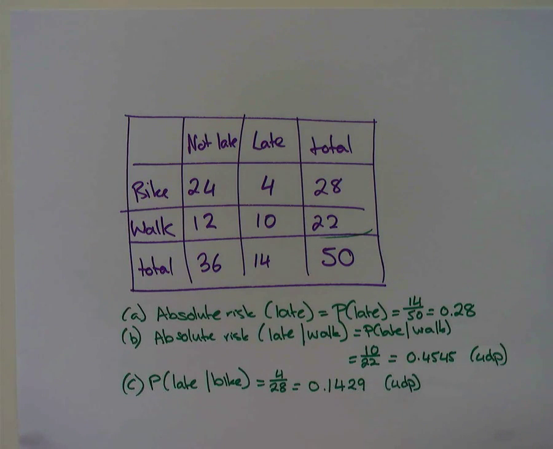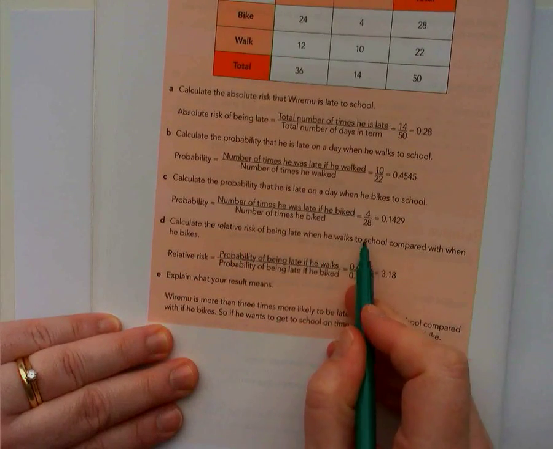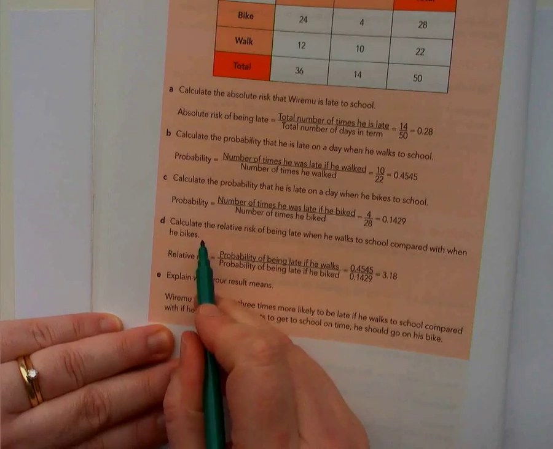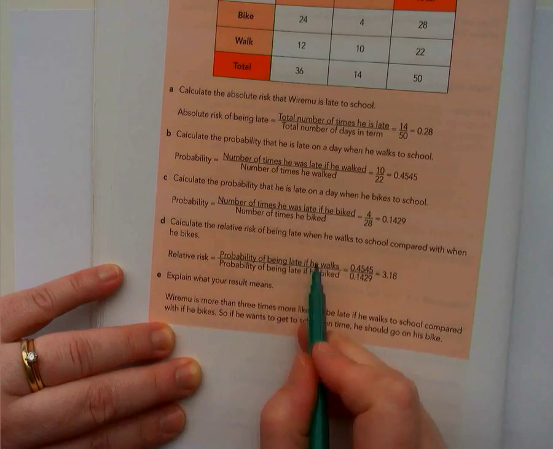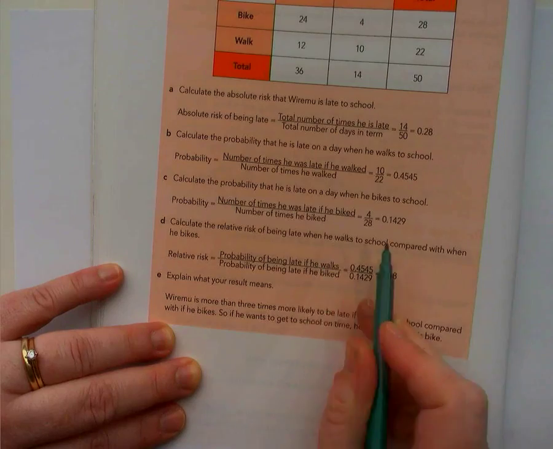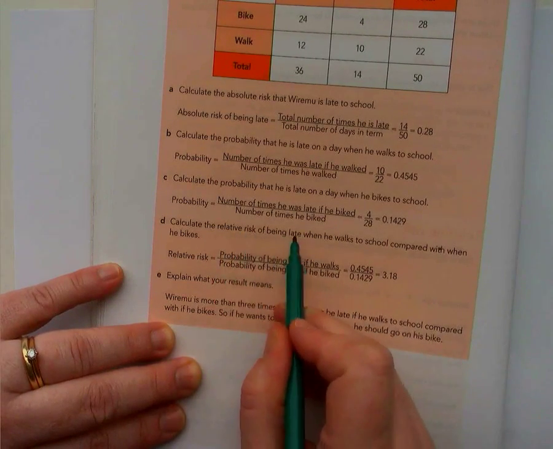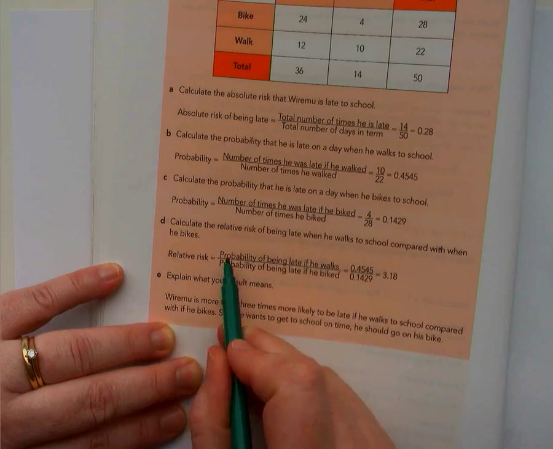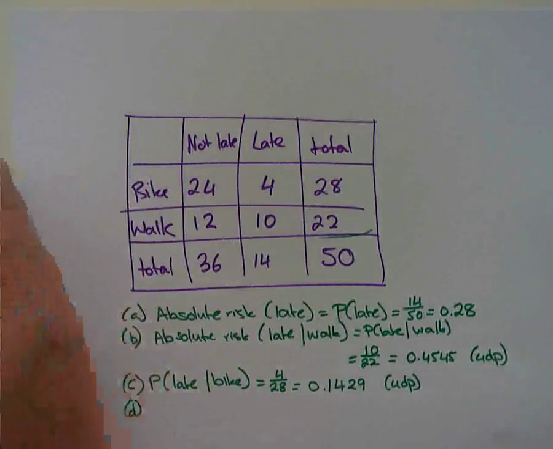Okay, now part D asks us to calculate the relative risk of being late when he walks to school compared with when he bikes. So it says compare walking with biking. So I want to put the probability of walking on the top and biking on the bottom. So that's a good hint to know the order that they've given it to us. So the relative risk of being late when he walks: the probability of being late given that he walks to school, over the probability of being late given that he biked.